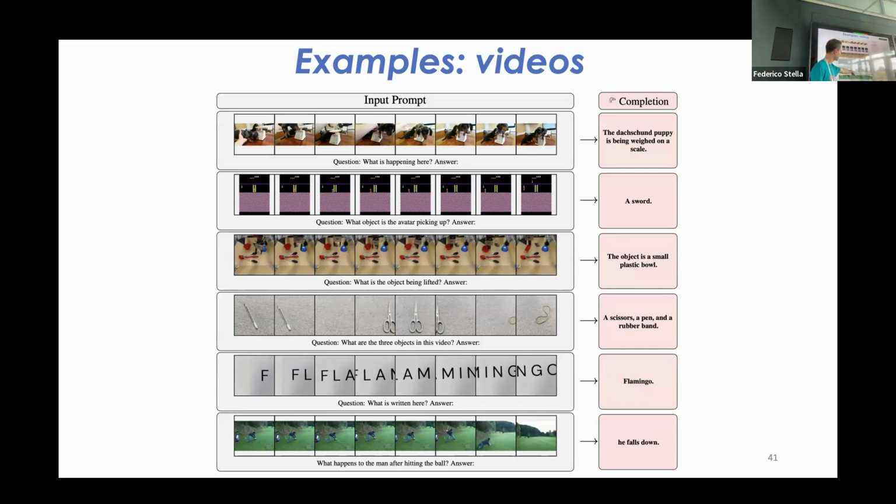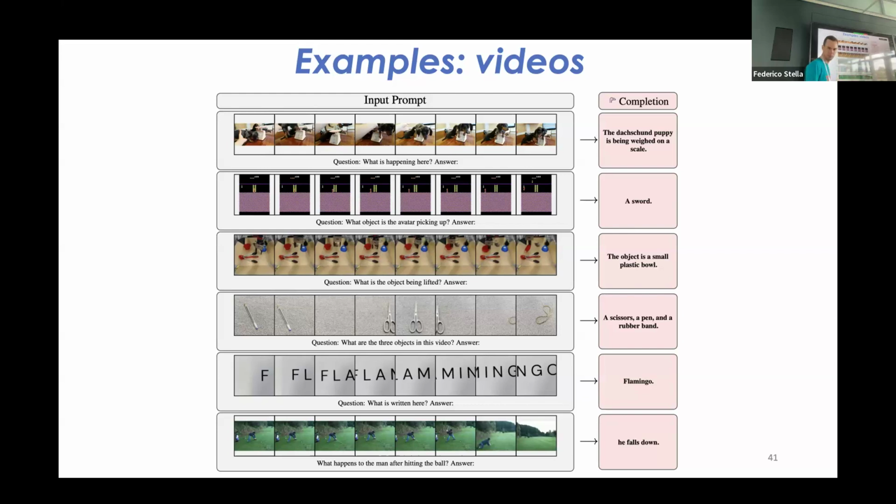And this one too, what is written here. Of course, we see the same letters many times because you're panning through the writing, but it's able to recognize that it's Flamingo. Or even this: what happens to the man after hitting the ball? He falls down.